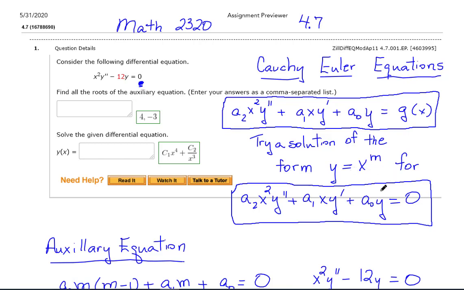So in the second order case, it would look like, in the standard format, a2 x squared y double prime plus a1 x y prime plus a0 y equals 0. For higher order, it would just have an x cubed y triple prime or an x to the fifth and y to the fifth derivative. So they have a particular format where this technique can work.